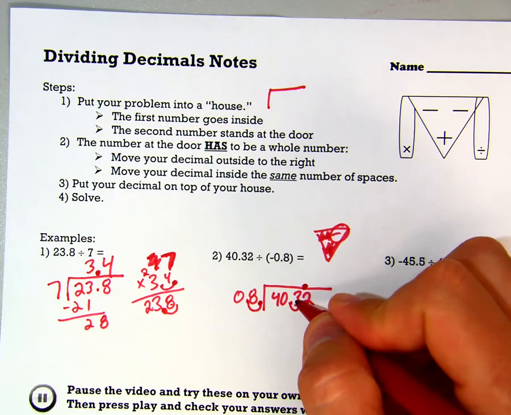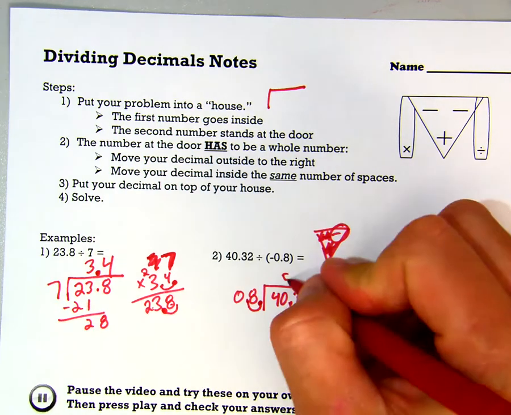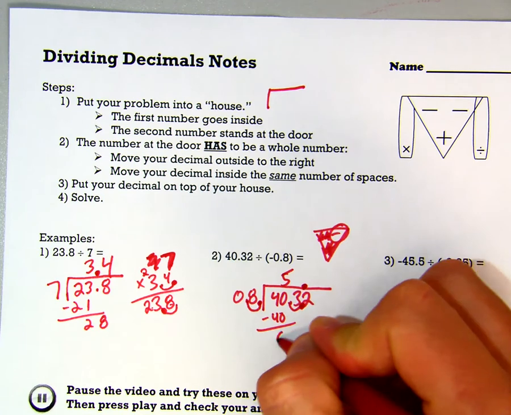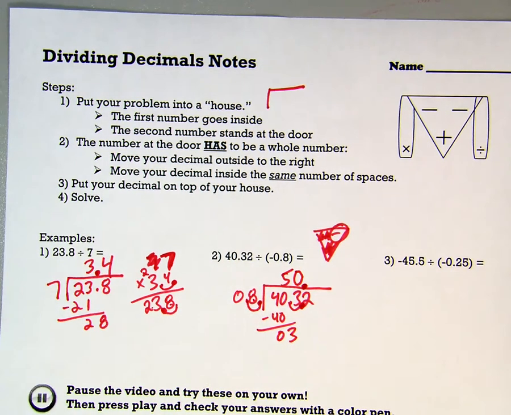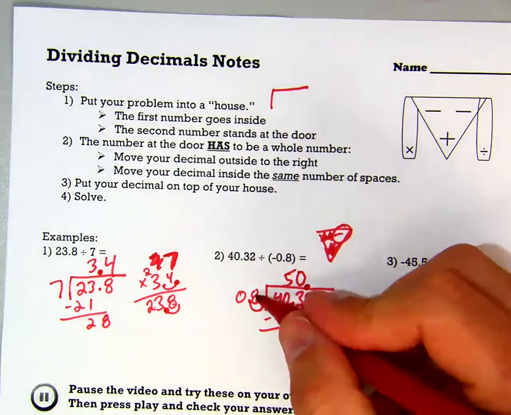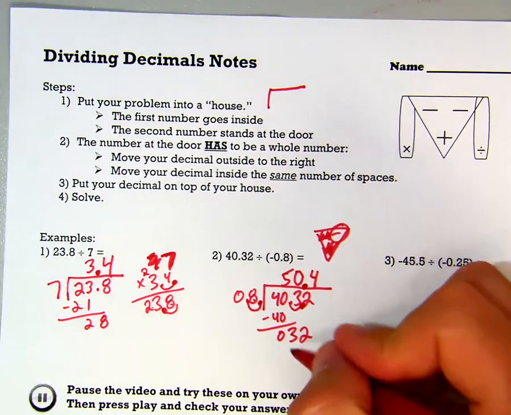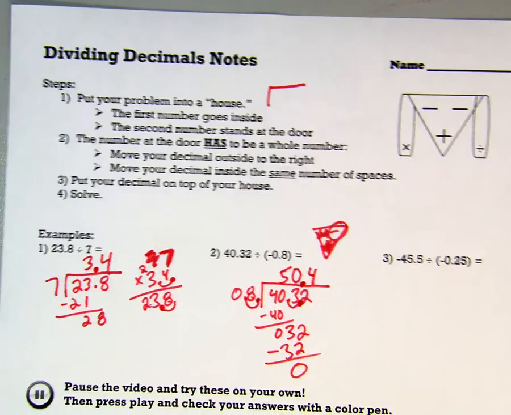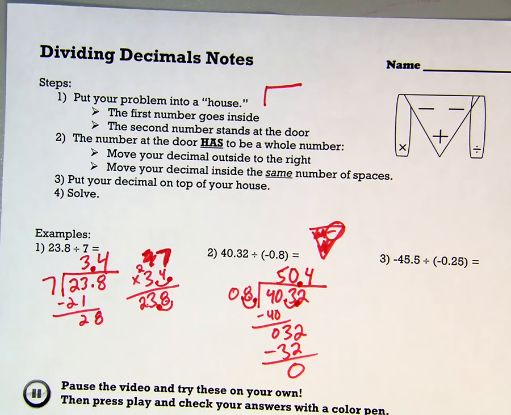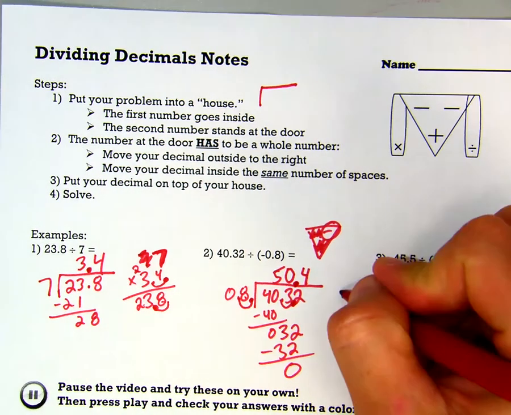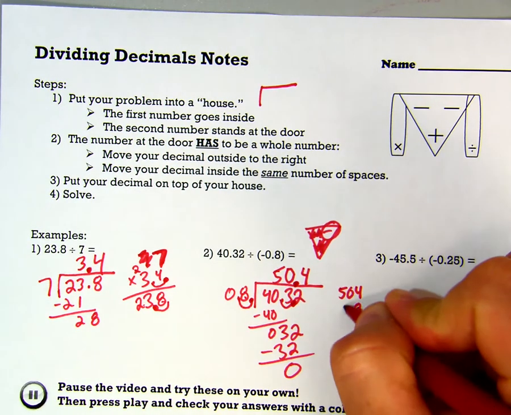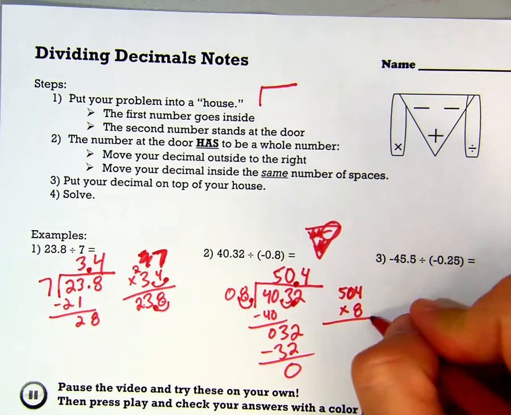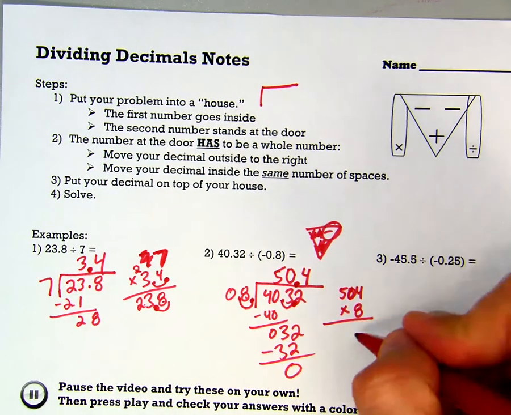Now 8 gets divided into 40 5 times. Bring down my 3. 8 cannot go into 3, so a 0 placeholder gets put there. Bring down my 2. 8 goes into 32 4 times. And I get an answer of 50.4. Again, if I want to check that, 50.4 would turn into 504, and 0.8 would turn into 8. And then we multiply those out.